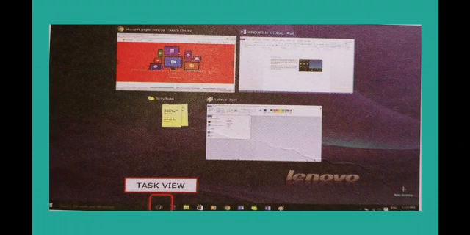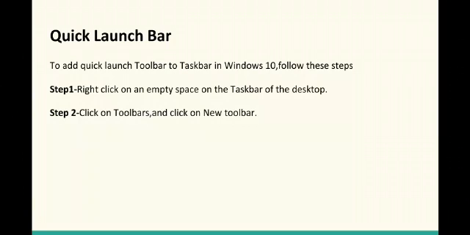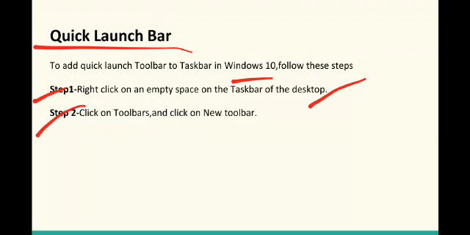That is the next topic, the quick launch bar. To add the quick launch toolbar to the taskbar in Windows 10, follow these steps. First step is to right click on the empty space on the taskbar of the desktop. Second step is to click on toolbars and click on the toolbar.